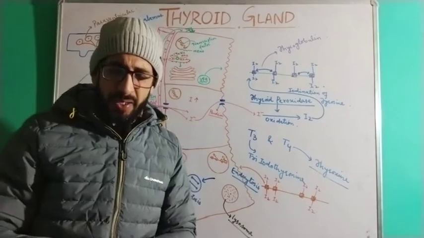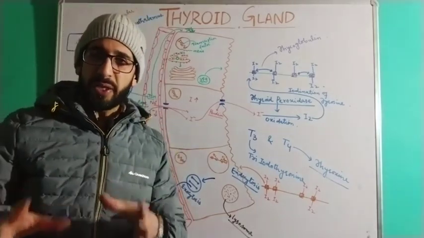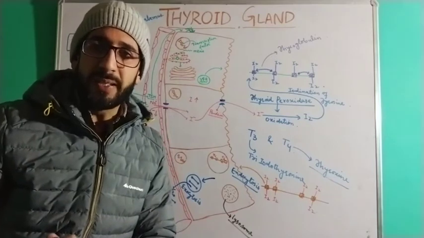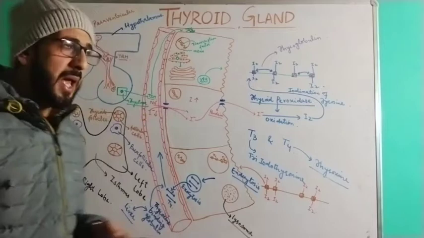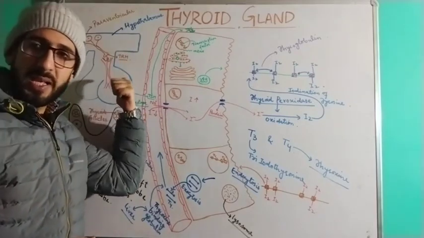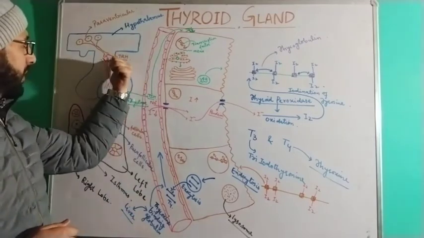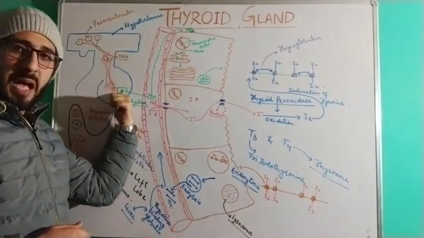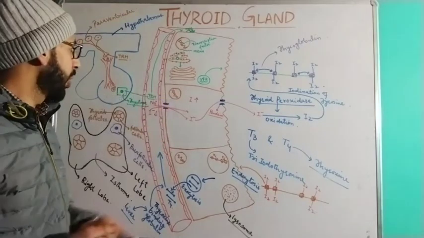Okay. Now let's quickly revise all the steps involved in the synthesis of thyroid hormones T3 and T4. Okay, it started from the hypothalamus. Hypothalamus secretes TRH, that is thyrotropin releasing hormone. Thyrotropin releasing hormone stimulates the pituitary and it secretes TSH, that is thyroid stimulating hormone.